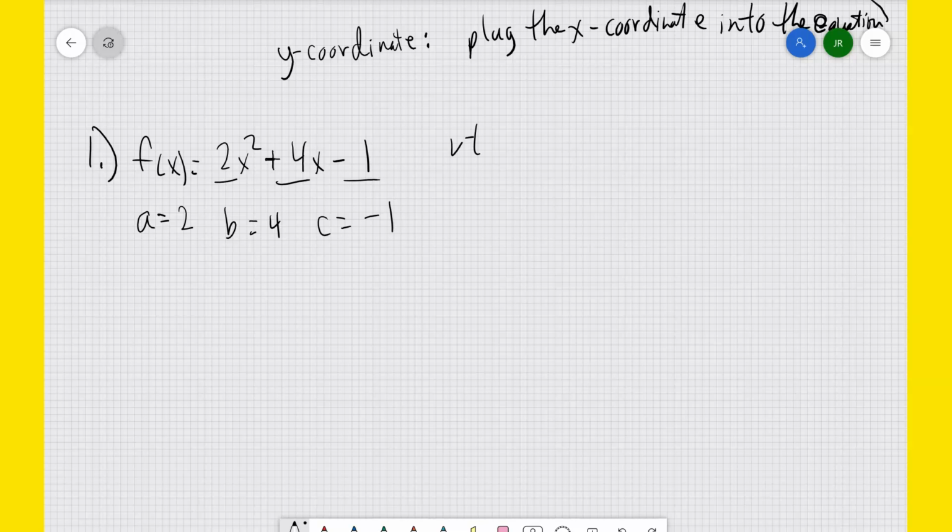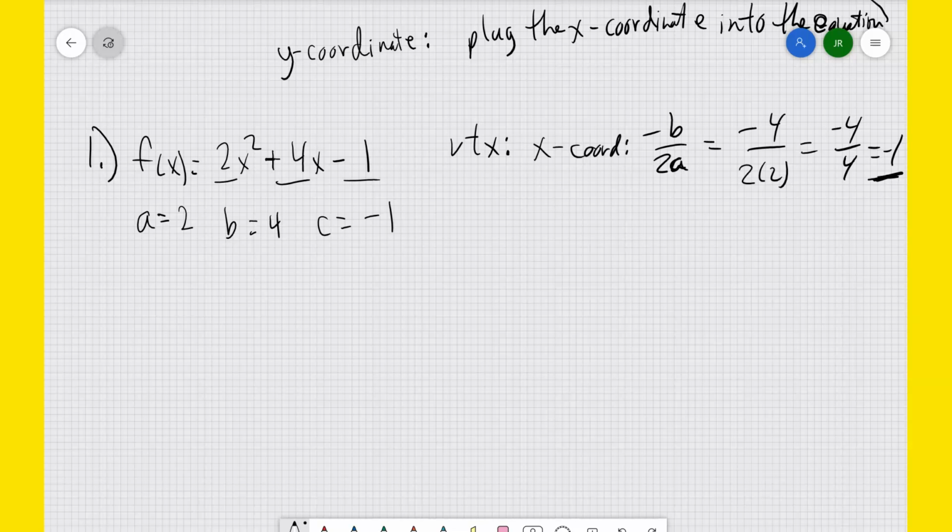So to find the vertex, the x coordinate, I would do negative b over 2a, which in this case is negative 4 over 2 times 2, which is negative 4 over 4, which is negative 1. So negative 1 is my x coordinate.